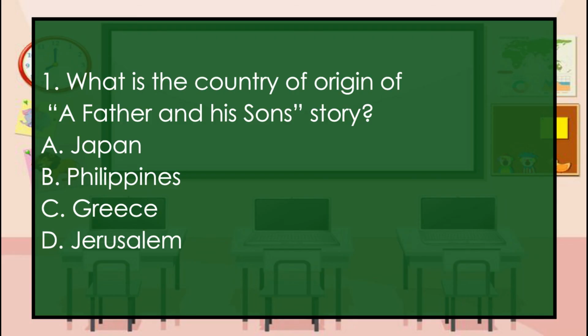Very good. Now, of course, we are going to answer the comprehension checkup. Number 1. What is the country of origin of A Father and His Sons story? A. Japan. B. Philippines. C. Greece. D. Jerusalem.